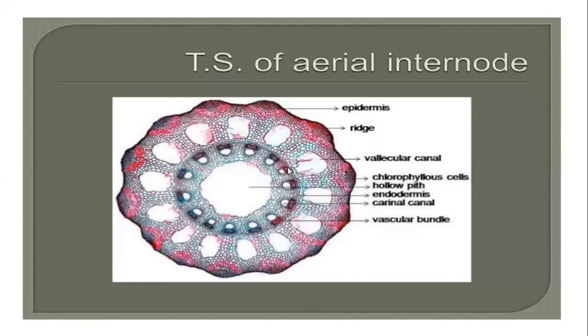Now we can see in the stellar region a single layer of endodermis and the pericycle, and these are the ring of vascular bundles here. You can look into this. Below the vascular bundle, you can see a small cavity again. Each vascular bundle is attached with a small cavity or a small opening. We call it the carinal canal. So the presence of the vallecular canal and the carinal canal are the distinguishing identification characters of the Equisetum stem.